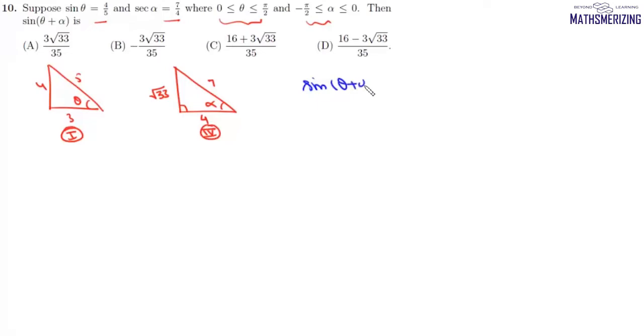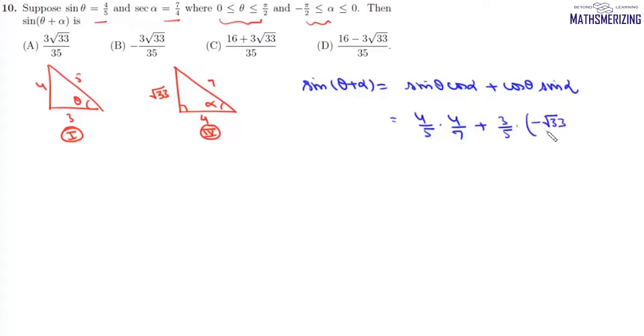Now we need to find the value of sin(θ + α). Now sin(A + B) is sin A cos B + cos A sin B. Now sin θ is 4/5, and then cos α. In the fourth quadrant, cos α is positive, so it will be simply 4/7, and then plus cos θ is 3/5. Now here sin α will be negative, and it will be minus √33/7. So this value will be (16 - 3√33)/35, and that's your option D.